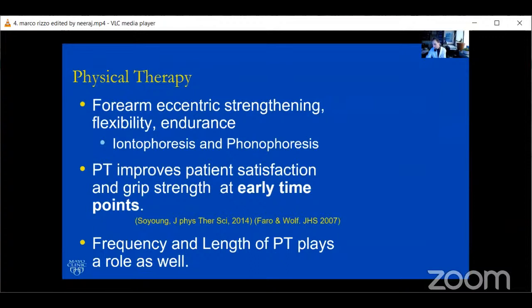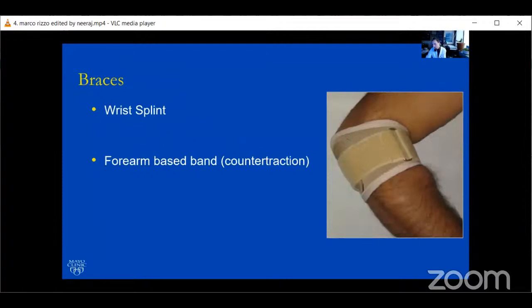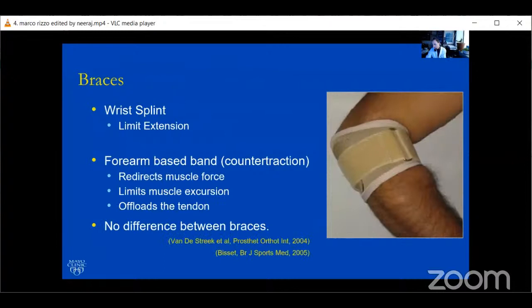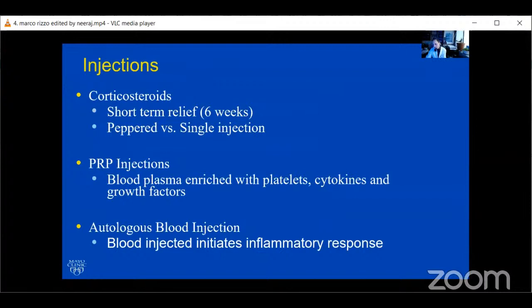Splinting is a commonly offered intervention, wrist splints, and forearm-based counterforce braces, as you can see on this image. The wrist splint does carry some limitation with extension and can be frustrating for patients, whereas the counterforce brace, I think, lends itself to more use. When studied competitively, there's no difference between braces in terms of efficacy. Numerous injections have been proposed, and I'll touch on this in a little bit.